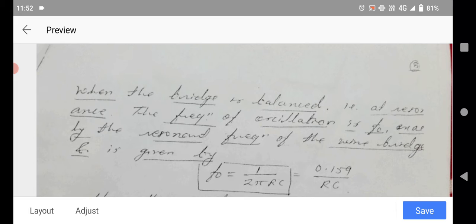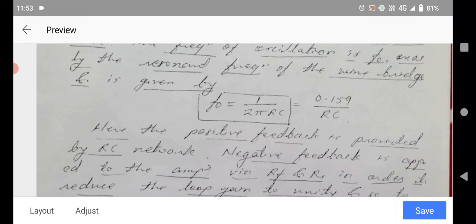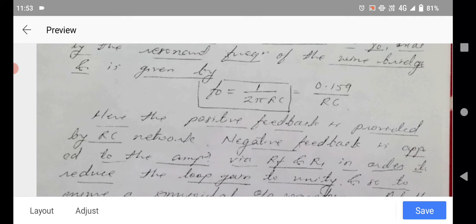In that, f0 is exactly the resonant frequency of the Wien bridge oscillator, and it is given as f0 is equal to 1/2 pi RC. Okay, in that the value of pi is 3.14, and in RC, R is the resistor, C is the capacitor. So calculating the value 1/2 pi, we get 0.159 upon RC. This is the resonant frequency f0 of the Wien bridge oscillator.